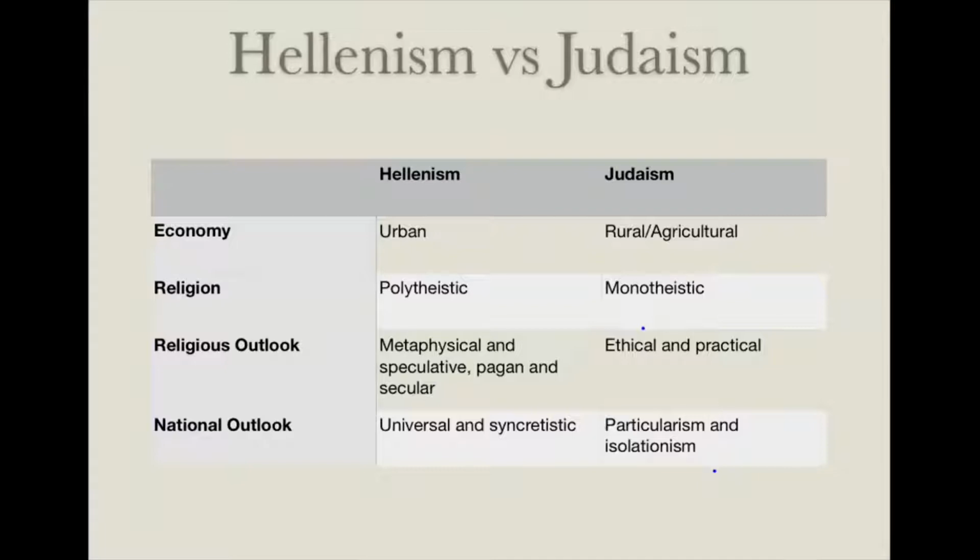Okay, this is just kind of a brief condensed comparison, right? Economy was more urban, Judaism was more rural, agricultural. Religion, polytheistic versus monotheistic. Religious outlook, metaphysical, speculative, pagan, and secular versus ethical and practical. On the national outlook, like I said, it is universal, syncretistic.